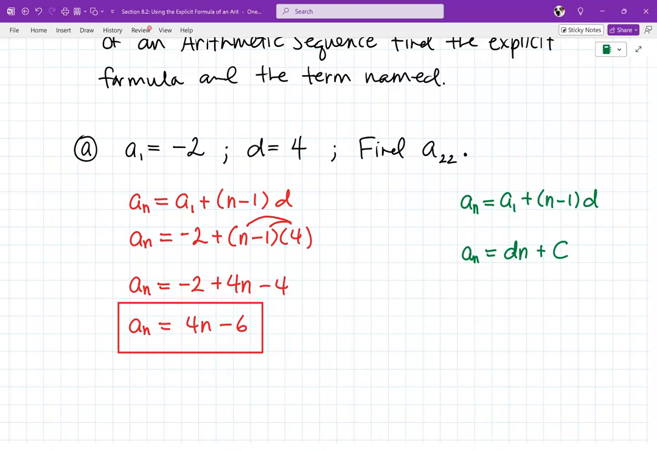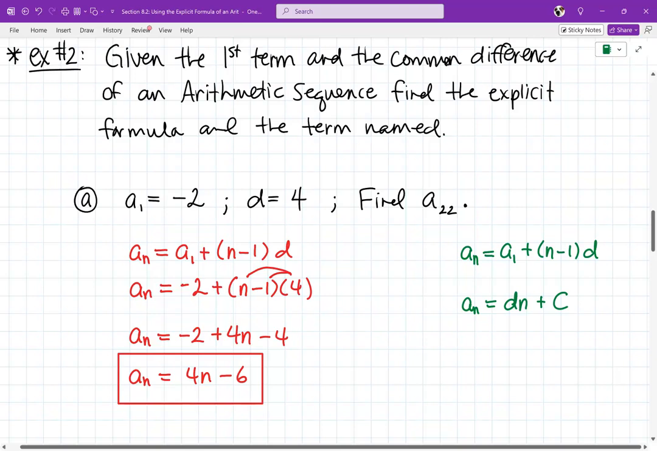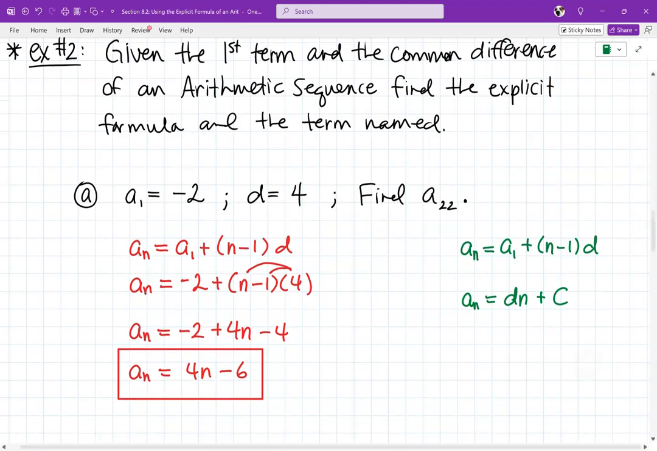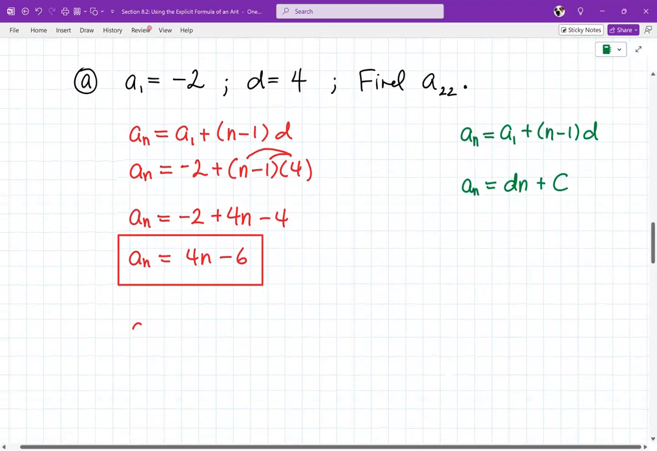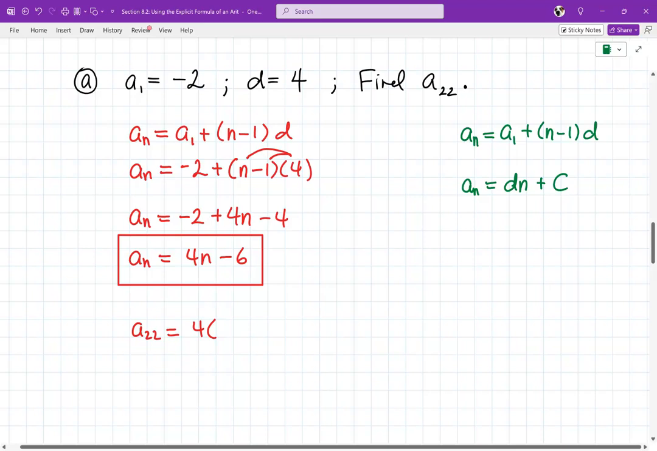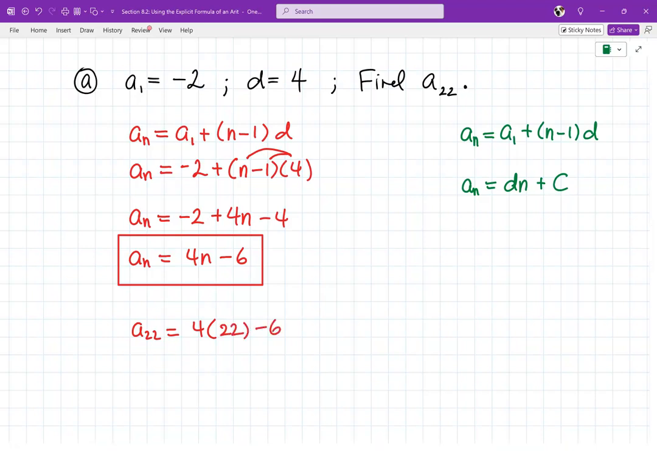Okay? The other one was good too, the one that we wrote up here that has the times 4. That one's fine too, but I want to use the alternate form because it's easier to plug numbers into. So again, they want me to do 2 things for this problem, okay? They said, given the first term and the common difference, find the explicit formula, just did that, and then find the term named, so the 22nd term. So let me go ahead and plug in a 22. A sub 22 is 4 times 22 minus 6. 4 times 22, that's 88, minus 6, which comes out to 82.